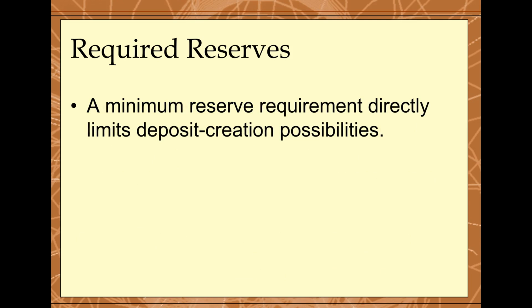So a minimum reserve requirement directly limits the amount the bank can loan. So think about this. If the Federal Reserve set a minimum reserve ratio of 100%, that means for every deposit that goes in, the bank has to keep 100% in the form of reserves. They can't loan out any money. So you could see how manipulating the reserve requirement ratio is going to affect the bank's ability to loan, which affects the bank's ability to create money.